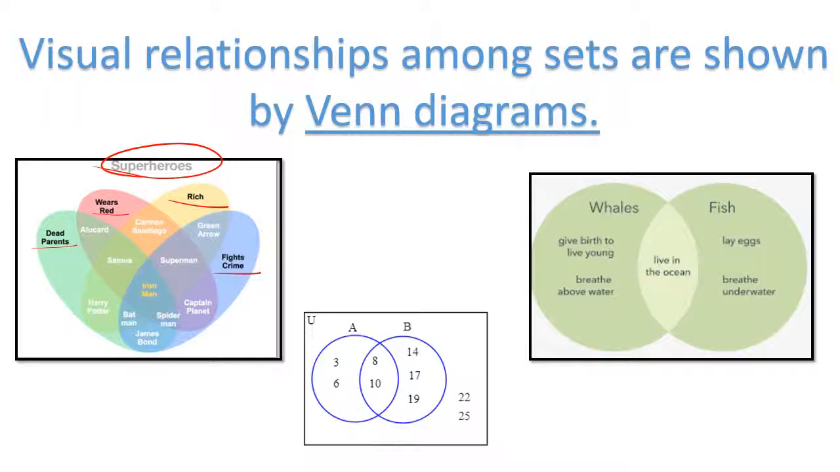On this second one, you have a typical Venn diagram that is set up using math with numbers in the overlapping circles. On this third Venn diagram, you would see a Venn diagram that could be used in the sciences, comparing whales to fish. Notice in this center section it says they both live in the ocean. That is called their intersection. That's what they have in common.